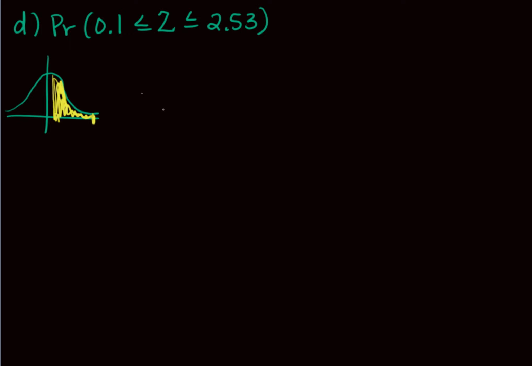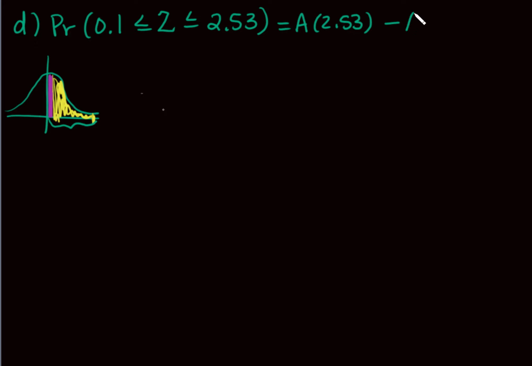So what we do here is we just take basically the area up to 2.53, right? So that would be this entire area here, that would be the 2.53. But what part don't I want? I don't want this part. So if I take away the purple part, the purple part I don't want.